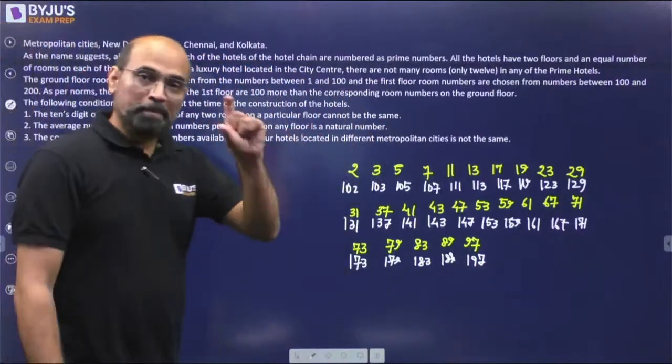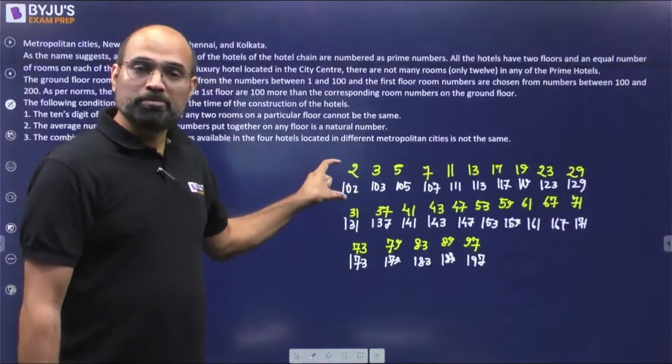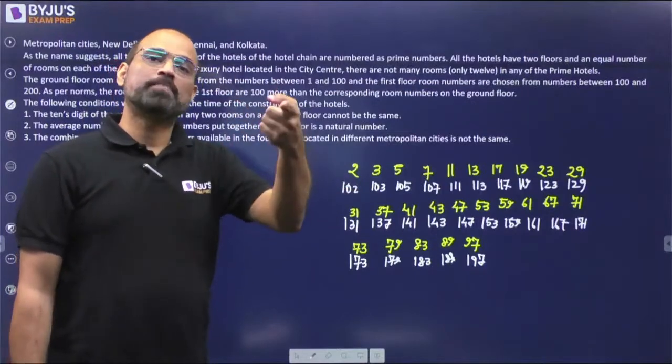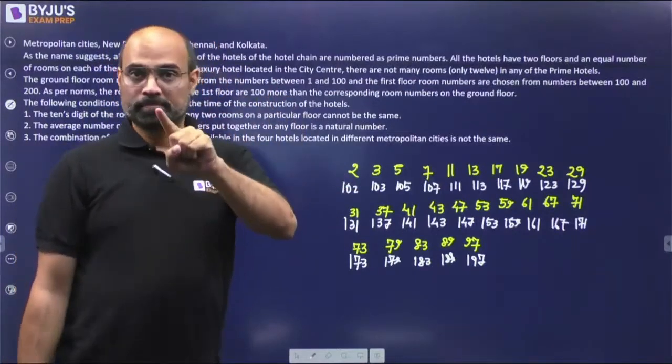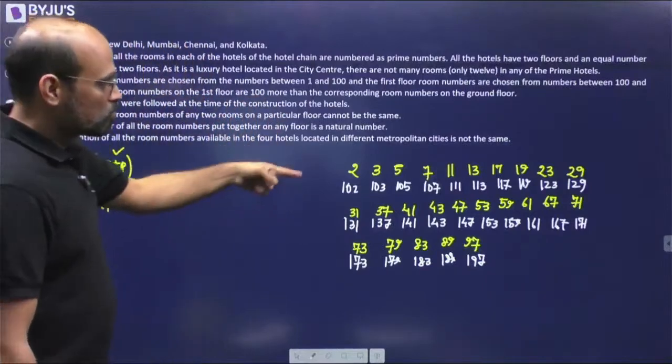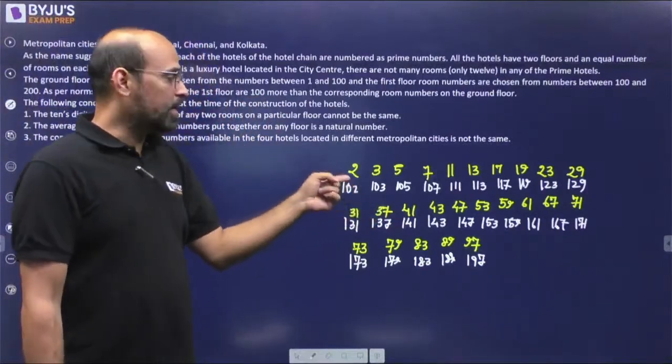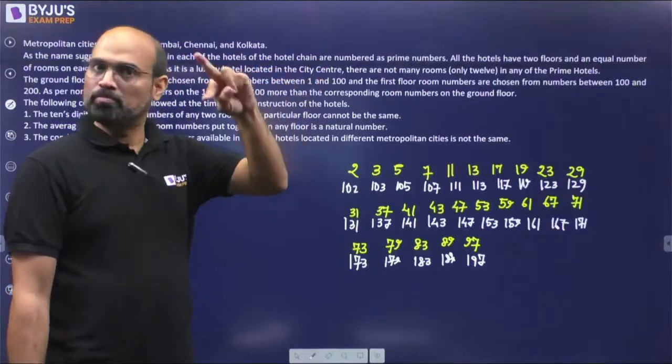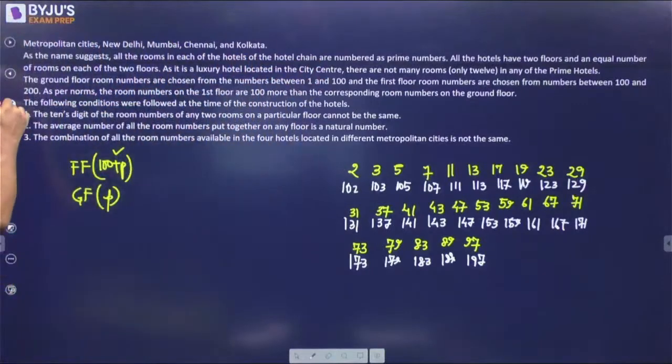Now, every pair of prime numbers, P and 100 plus P, they both should be prime, right? Dono prime hone chahiye. So in the ground floor, the yellow numbers are going to be written and the white ones are going to be written on the first floor. Both are supposed to be prime numbers. So let's say ki kaun se honge and which ones are not going to be there.